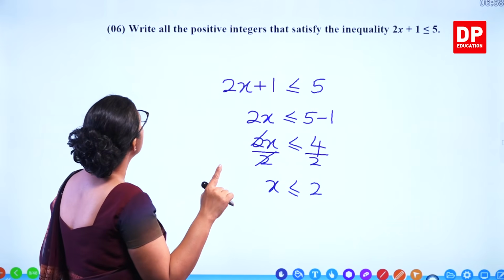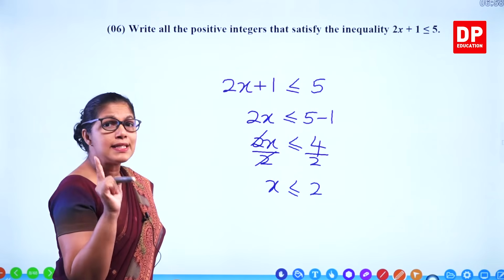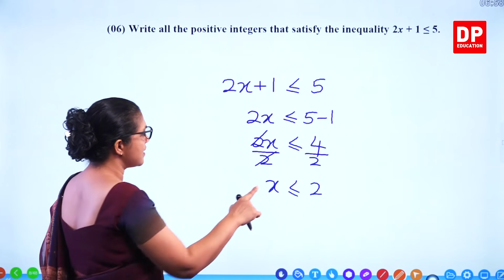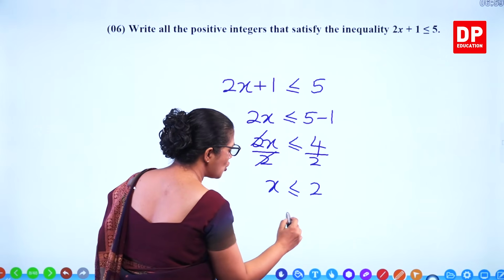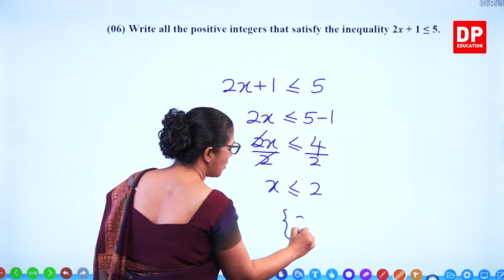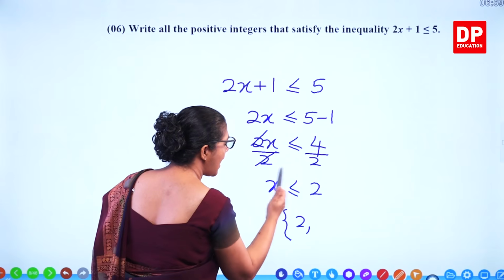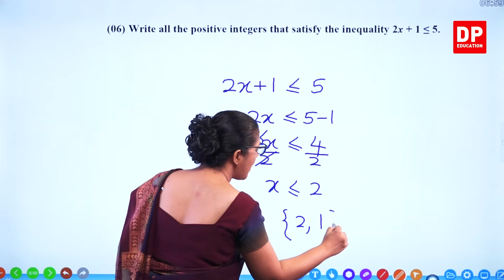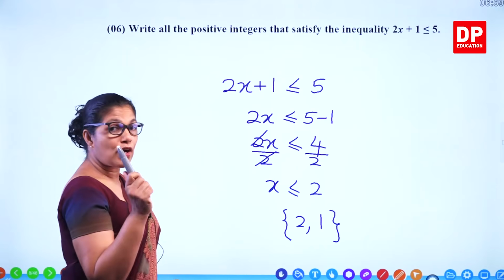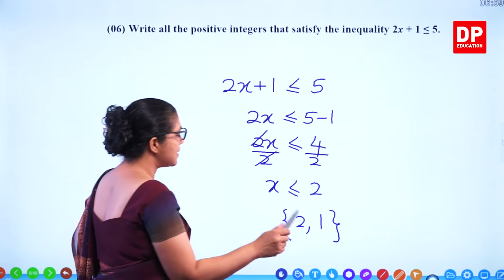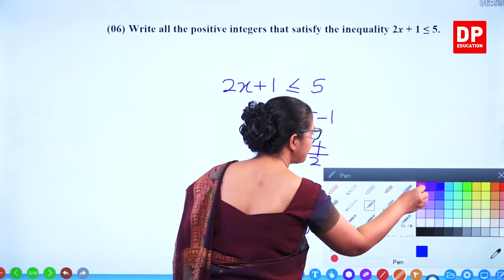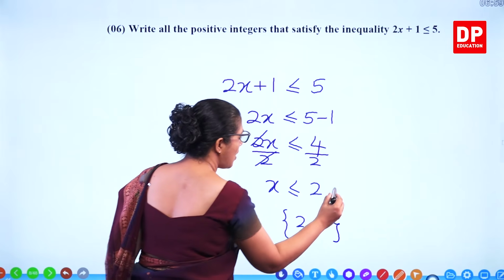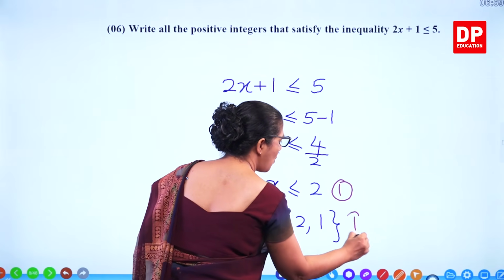So they are asking, write all the positive integers that satisfy this. So what are the positive integers? 2 is included as well as less than. 2 means 1 also included. But you can't write 0 because 0 is not a positive integer. So these two answers. So here 1 mark and 1 mark there.